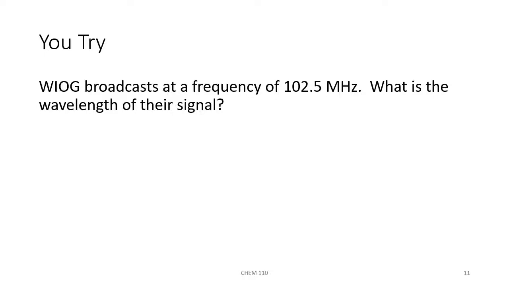WIOG broadcasts at a frequency of 102.5 megahertz. What is the wavelength of their signal? We want to use c equals lambda nu, and in this case we're solving for an unknown wavelength. So lambda will be equal to the speed of light divided by the frequency. We were given our frequency in units of megahertz. We're going to want to convert that into hertz in order to plug it into our equation. 102.5 megahertz.